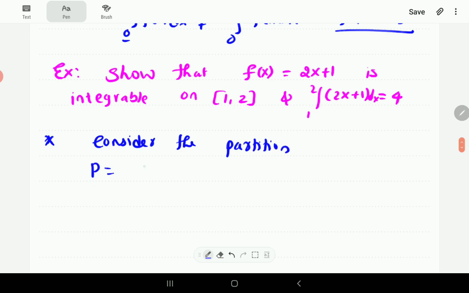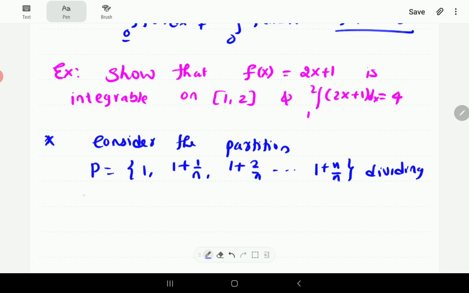Say P within the interval 1 to 2. I'll take that as 1, 1 plus 1 over n, 1 plus 2 over n, and so on, 1 plus n over n. So this will be 2 and this is 1. Dividing the interval 1 to 2 into n equal parts.